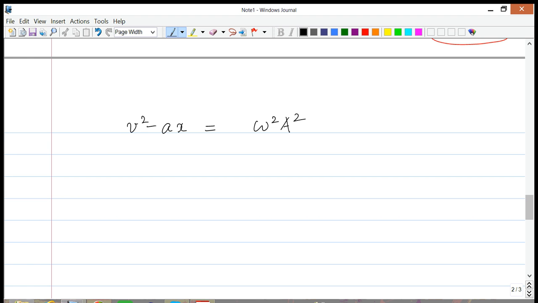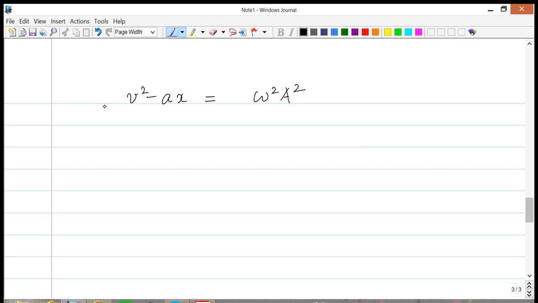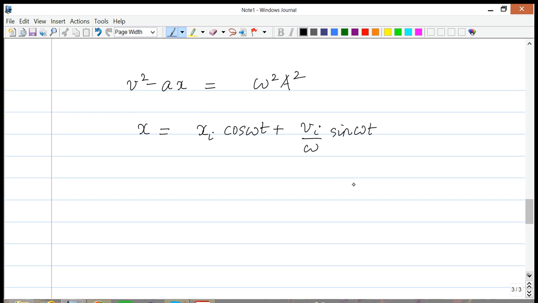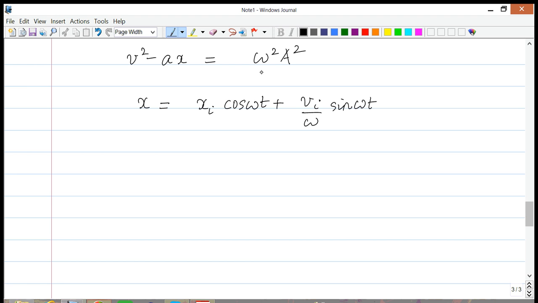Okay, now the answer to this is fairly straightforward. Here's what we're going to do. We're going to go back to our definition of the amplitude itself. Okay, and when I write x as equal to xi cosine omega t plus vi divided by omega sine omega t, I can rewrite this in the form a cosine omega t plus phi.